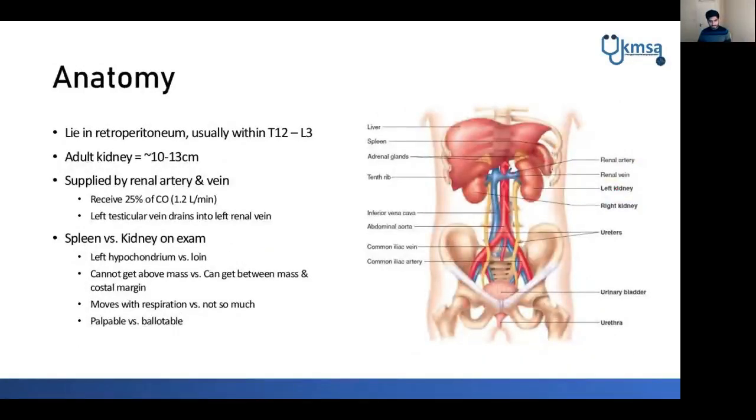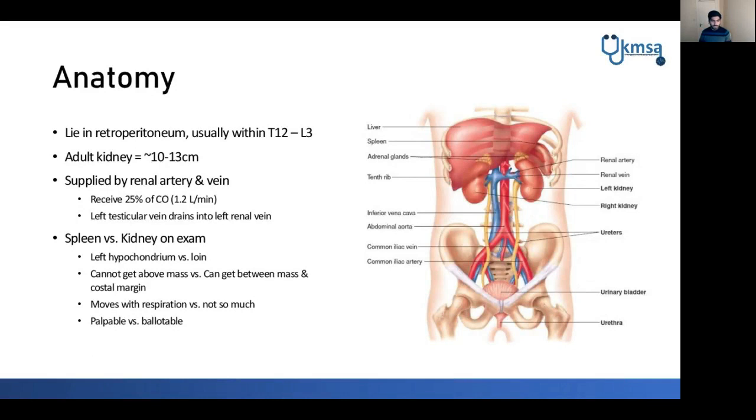So let's get to the anatomy. Our kidneys lie in the retroperitoneum, and the spinal level is usually from T12 down to L3. The average size is about 10 to 13 centimeters, and that's relevant when you're reading ultrasound reports or any kind of imaging. You should know how big a kidney is meant to be.